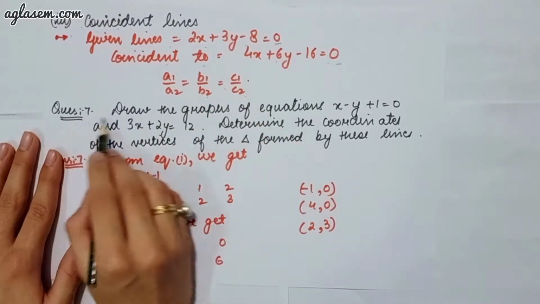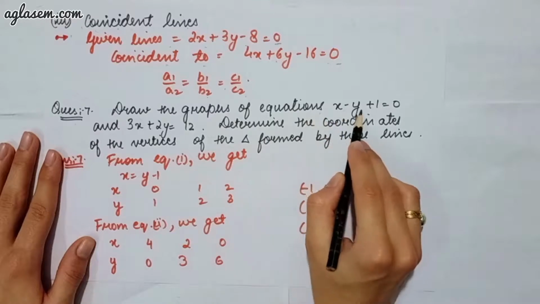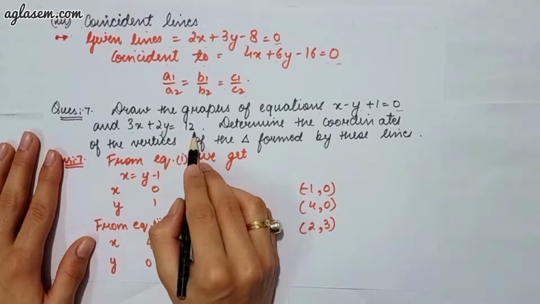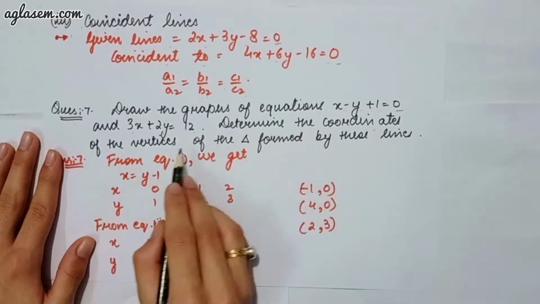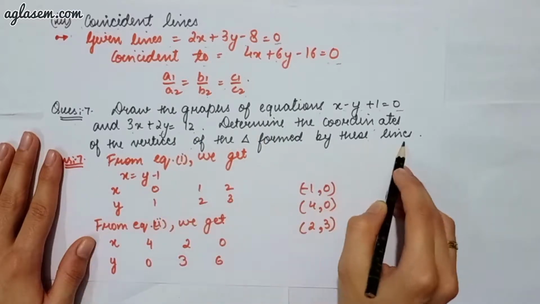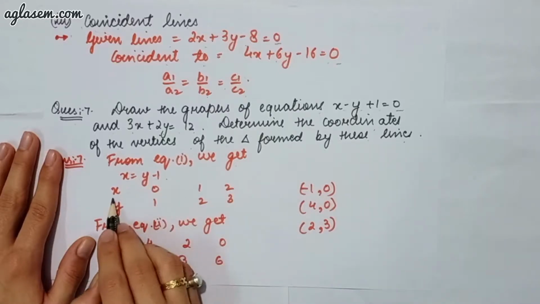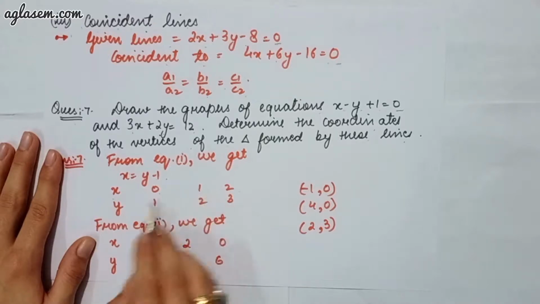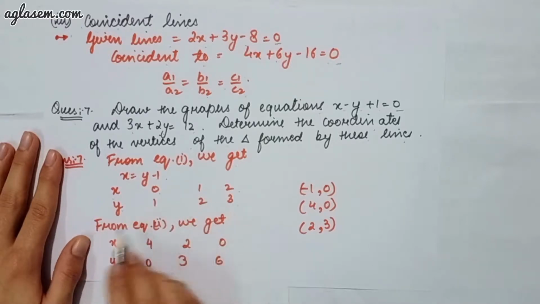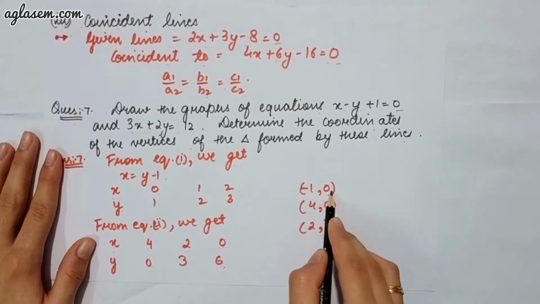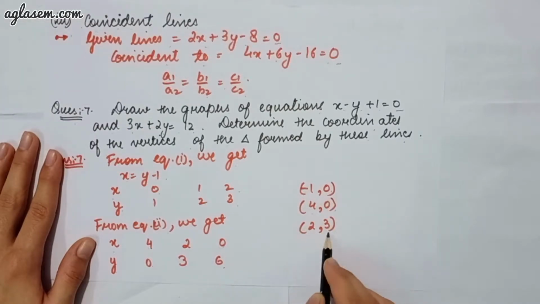Question number 7 says, draw a graph of the equations x minus y plus 1 is equal to 0 and 3x plus 2y is equal to 12, and determine the coordinates of the vertices of the triangle formed by these lines. So for the first equation we have x is equal to y minus 1, that is x is 0, 1, 2 and y is 1, 2, 3. From the second equation we have x as 4, 2, 0 and y as 0, 3, 6. So here the vertices are (minus 1, 0), (4, 0), (2, 3).